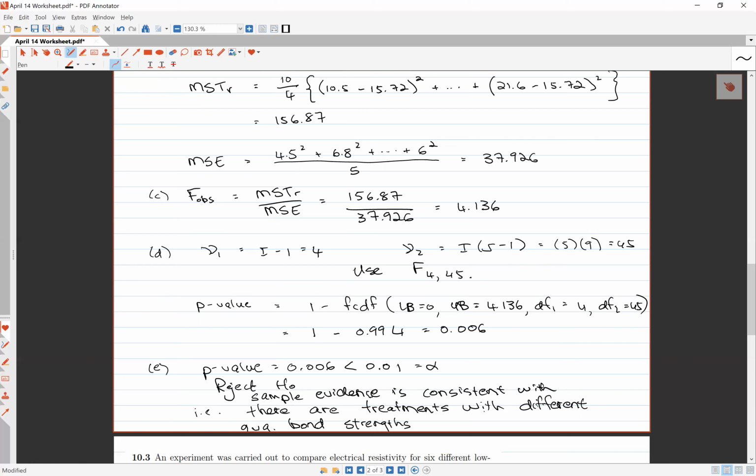We don't want to make too definitive a statement because we're always still keeping in mind that if we are not rejecting the null hypothesis, we could still be making a type 2 error. If we are rejecting the null hypothesis, we could be making a type 1 error. Those are always possibilities. So we do reject the null hypothesis here. Most likely, there are differences in the treatments.